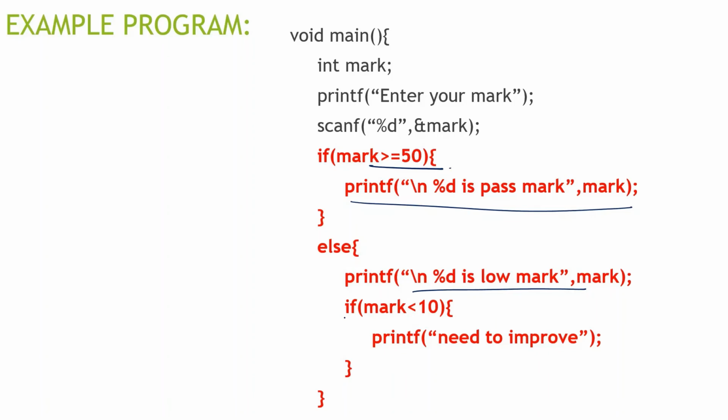Inside this itself, we again check one condition: when it is a low mark, we check whether it is less than 10, which is too low a mark. If it is less than 10, we simply print that it needs improvement. That's it. So here we have a normal if statement, if and else, and inside the else part we have another if statement. This is what the nested if statement is.